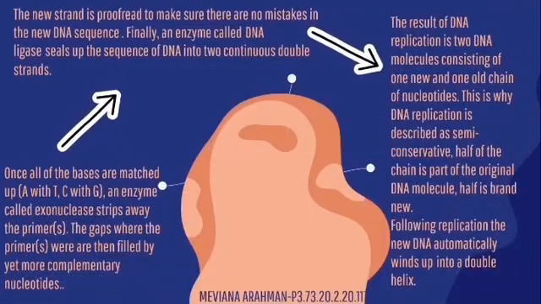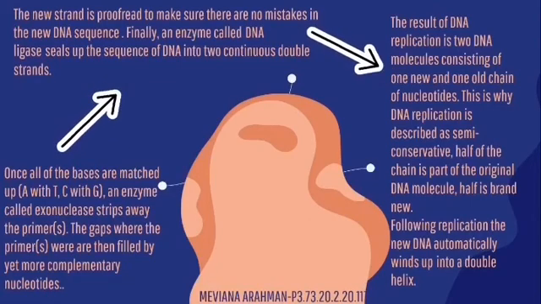Once all of the bases are matched up, A with T and C with G, an enzyme called exonuclease strips away the primers. The gaps where the primers were are then filled by yet more complementary nucleotides. The new strand is proofread to make sure there are no mistakes in the new DNA sequence. Finally, an enzyme called DNA ligase seals up the sequence of DNA into two continuous double strands.